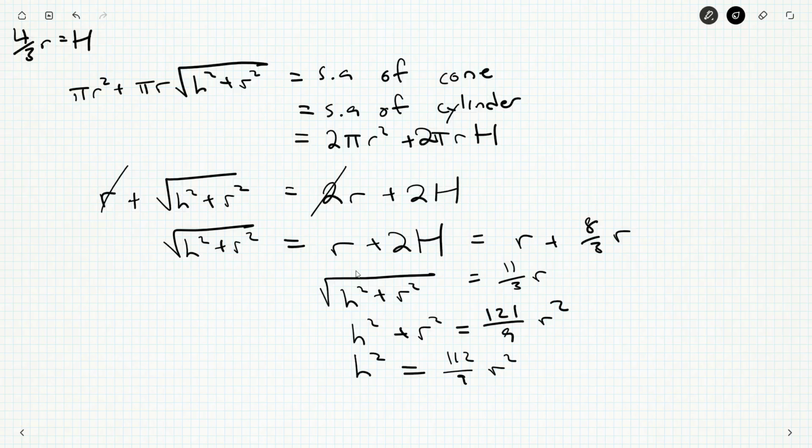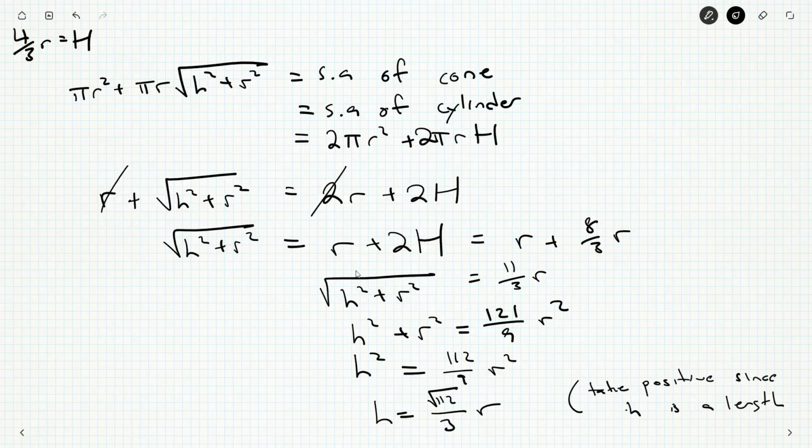112 doesn't have a factor of 3 in it at all, so we're a little stuck there. But then we square root this. Now there are two options, but because h is a length, we only take the positive one. So we'll get 3 on the bottom, we'll get root 112 r. So we take the positive one since h is a length.